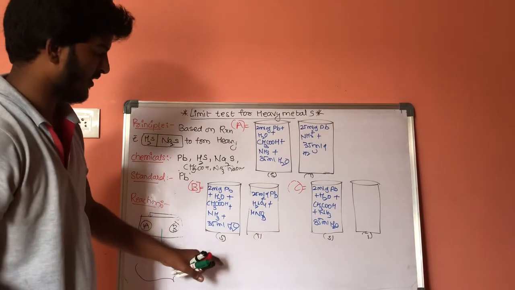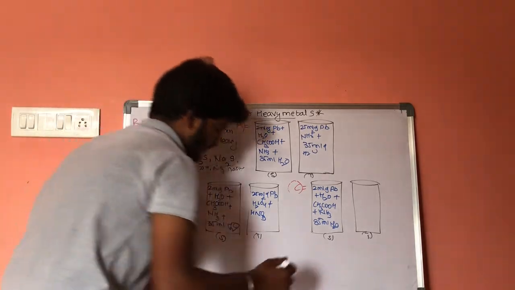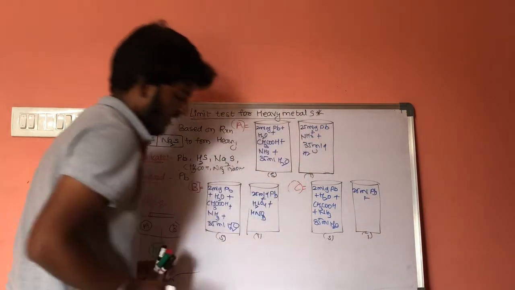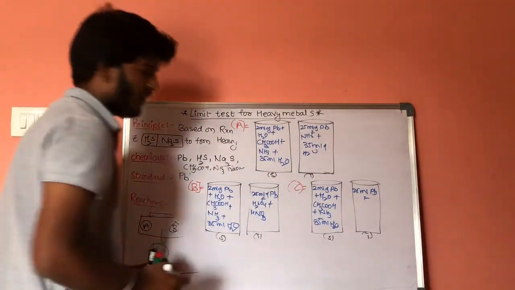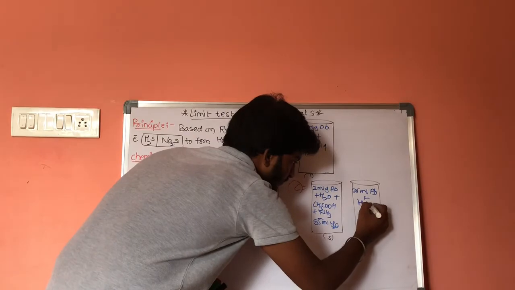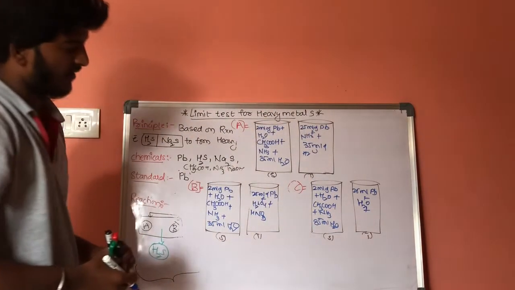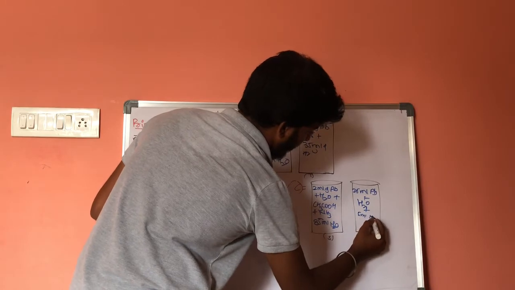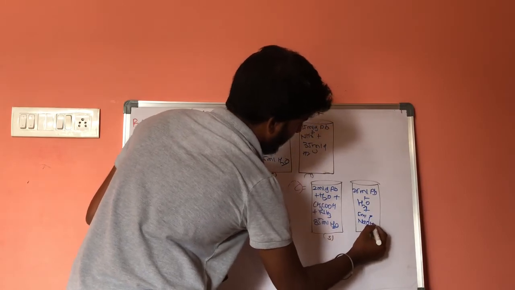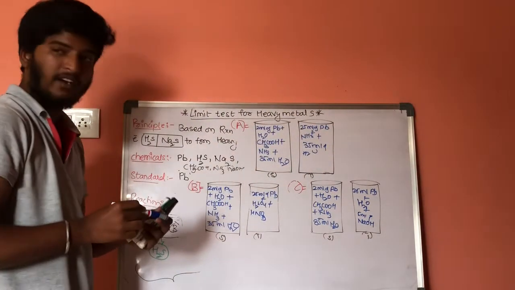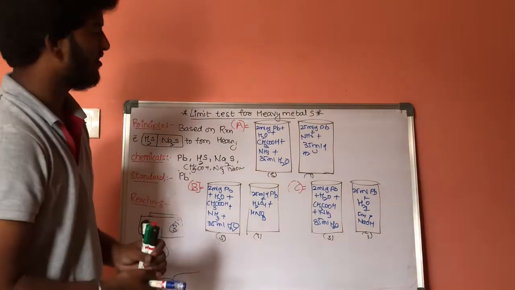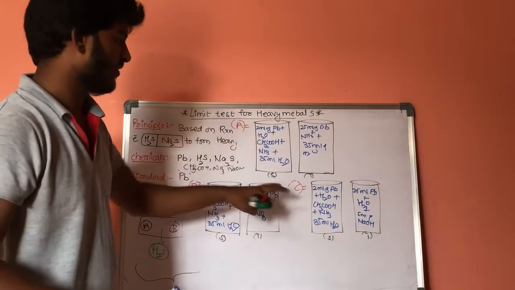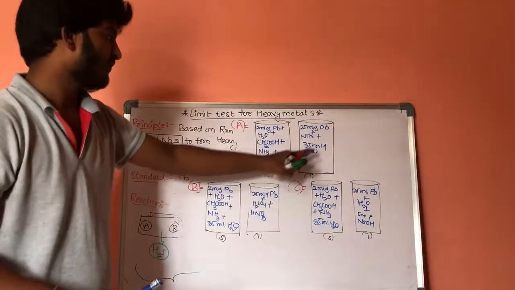And if we discuss the test solution for C, 25 ml of lead solution will be taken, and we should add water. After adding the water, 5 ml of sodium hydroxide will be added. We should remember that in test methods A, B, C, the standard solution will be the same, but the test solution will be in a different form.